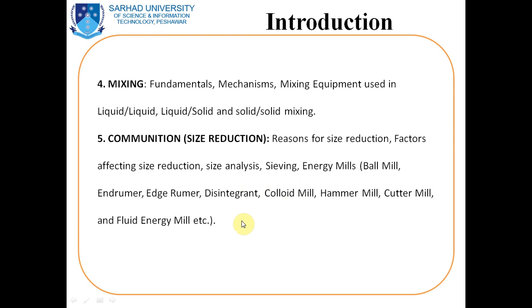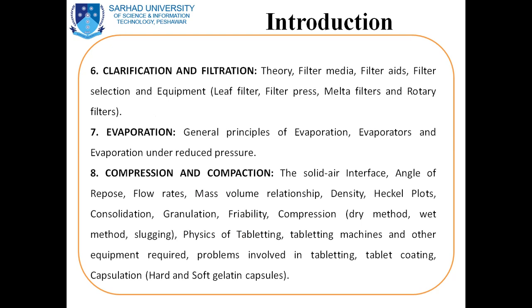The sixth chapter is entitled Clarification and Filtration, in which we will discuss the theory of clarification and filtration and the laws behind filtration. One is the Darcy and Poiseuille law equation we will discuss in this chapter. Filter media, different types of filter media, selection criteria for the filter media and filtrate, filter selection and equipment, including leaf filter, filter press, metafilters, and rotary filter. The seventh chapter is entitled evaporation: general principles of evaporation, evaporators, and evaporation under reduced pressure.